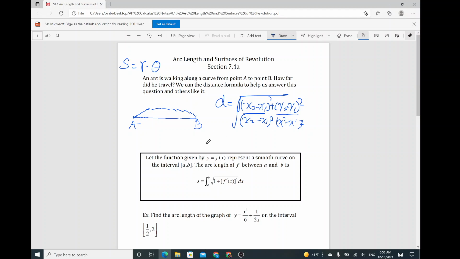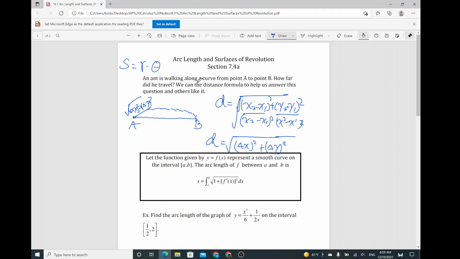Another way to think about it: distance is the square root of delta x squared, because x2 minus x1 is just the change in x, plus delta y quantity squared, because y2 minus y1 is the change in y. Delta x and delta y give a partial distance, so to get the total distance you integrate from point A to point B: the square root of (delta x) quantity squared plus (delta y) quantity squared.